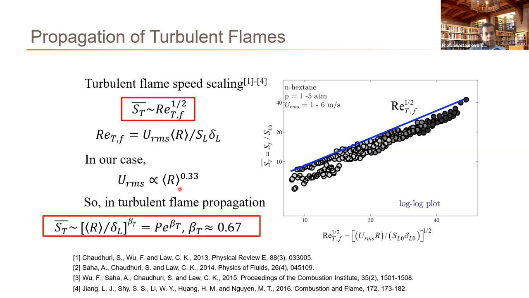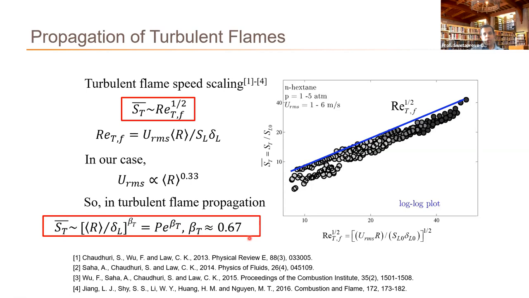So the actual scaling of ST with R, which you can define as R by delta L to the power of this exponent beta in turbulence, that is beta T, we obtain beta to be about 0.67. Okay. So average R by delta L we can define as a Peclet number. And then the scaling relationship becomes ST average is essentially Peclet number to the power of beta T, where beta T is about 0.67. So in turbulence, your beta T is 0.67.